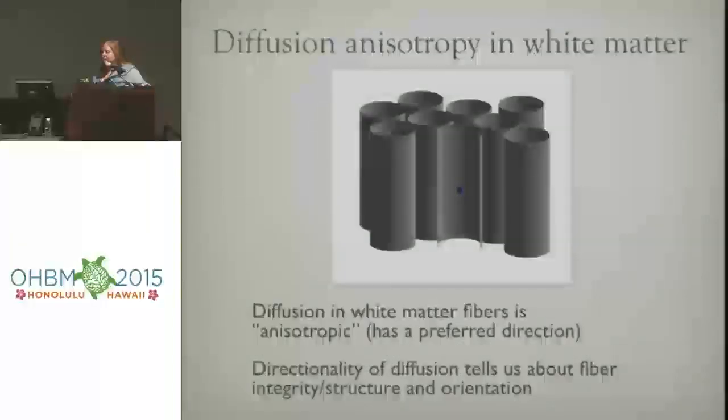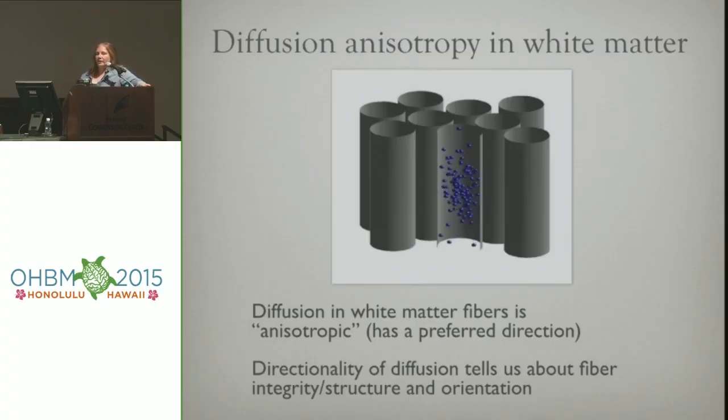So what does that look like? It looks something like this. So now instead of having our water molecules able to move equally in all directions, they're fairly strongly restricted to the orientation of these axons, the cylinders here representing axons. And what that results in then is what we would call anisotropic diffusion. So there's a preferred orientation of diffusion. And that orientation, that directionality, tells us about the orientation of those tracts. It also tells us something about what people often refer to as fiber integrity.